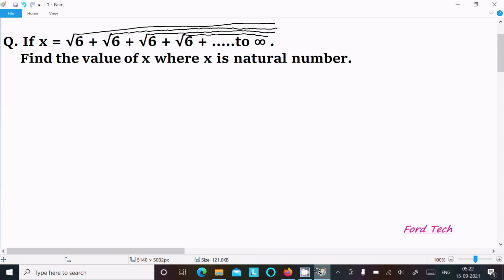In this lecture, I'm going to find the value of x. So x equals root 6 plus root 6 plus root 6 plus root 6, going to infinity, and x is a natural number. So let's see the answer.